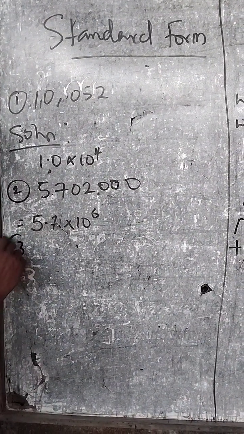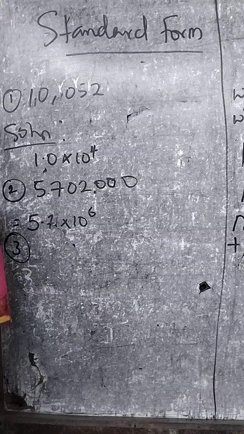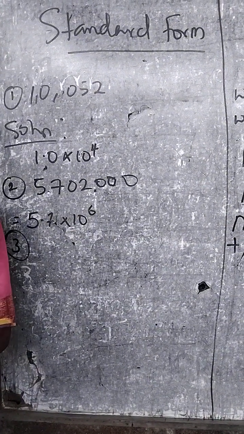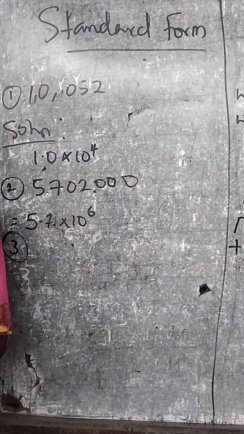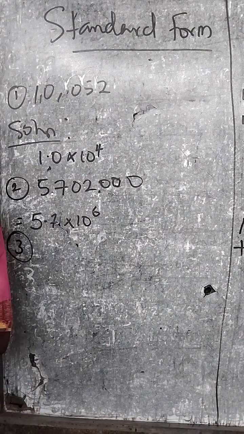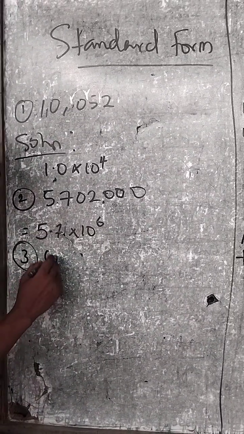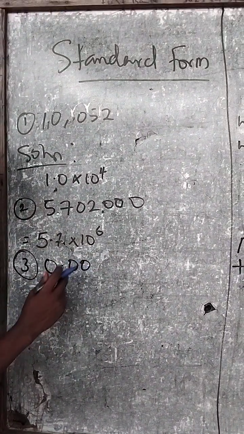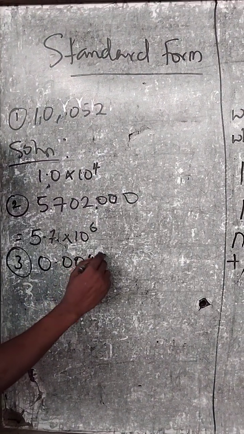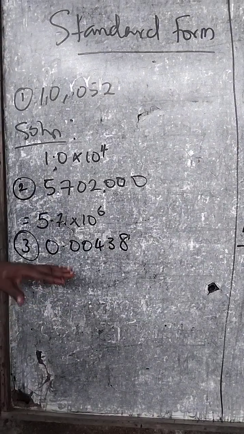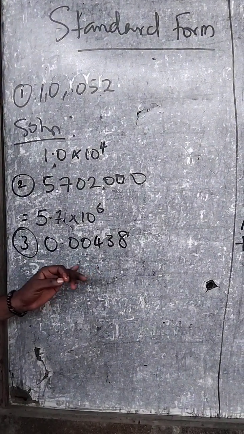Let's look at another one. Please call the number for me correctly. Don't just be calling it randomly. The next one: 0.00438.